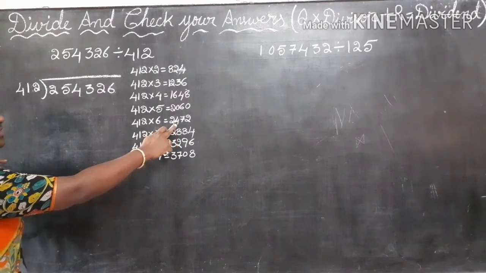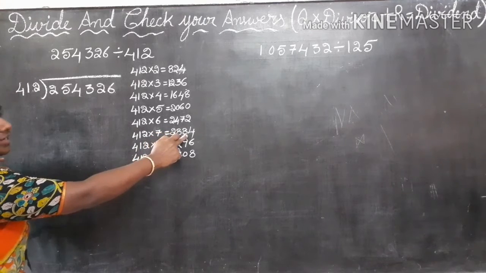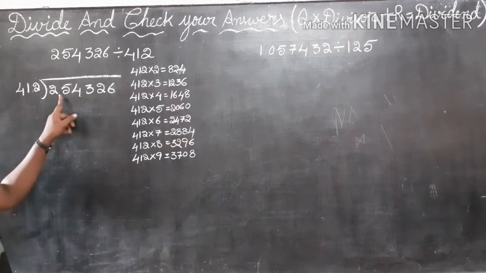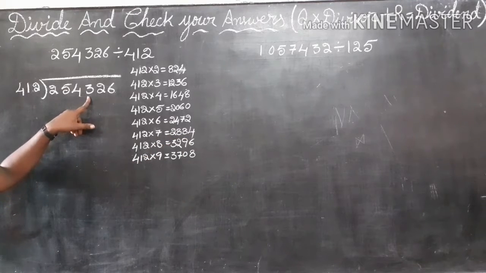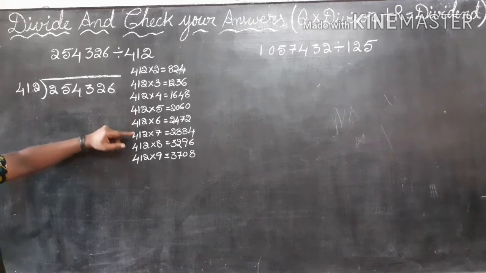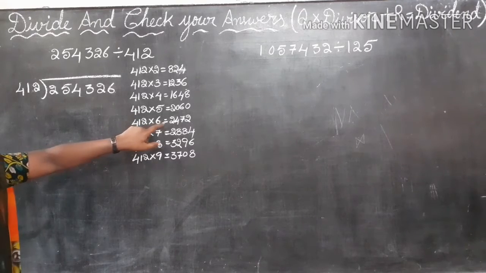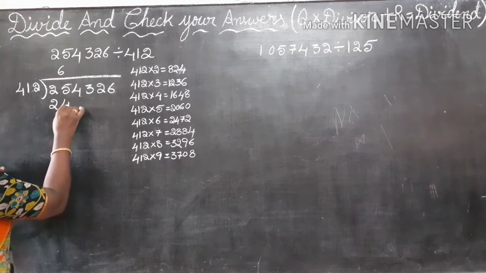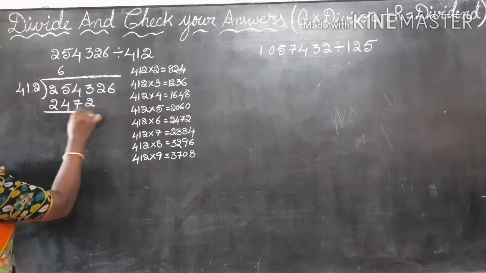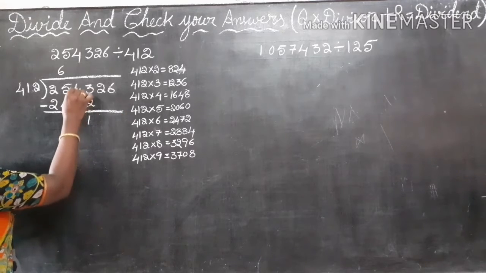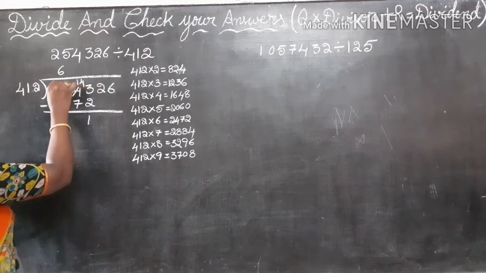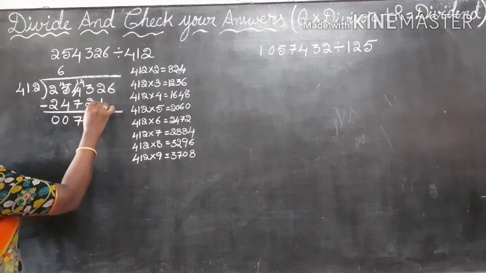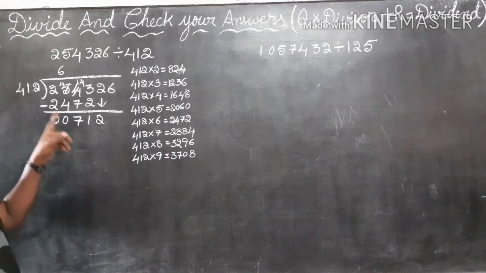412 sevens are 2884, which is more than 2543 in this table. So before that, 412 sixes are 2472. We have to take that number. 2472 minus, 3 minus 2 is 1. We have to take a borrow, it is 14, 14 minus 7 is 7, then 0, 0. Next we have to take 2, 712.